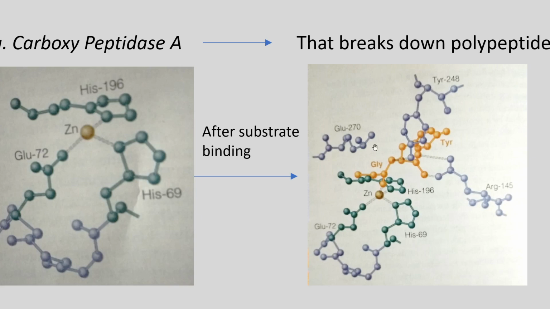This is the change in the tertiary structure at the active site, where the enzyme was having only these 3 amino acid residues. Now you can see, after the substrate has bound, other 3 amino acids are brought into the picture. These are arginine, tyrosine and glutamate. Glutamate at 270th position, tyrosine at 240th position and arginine at 145th position. So this is called conformational change, brought about only after substrate binding.